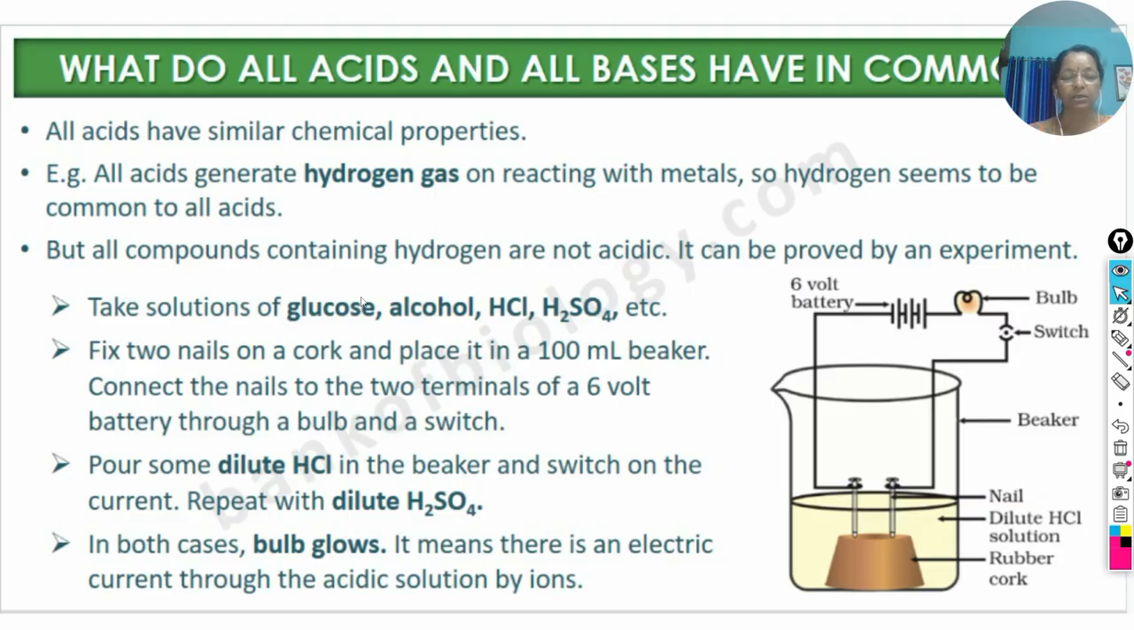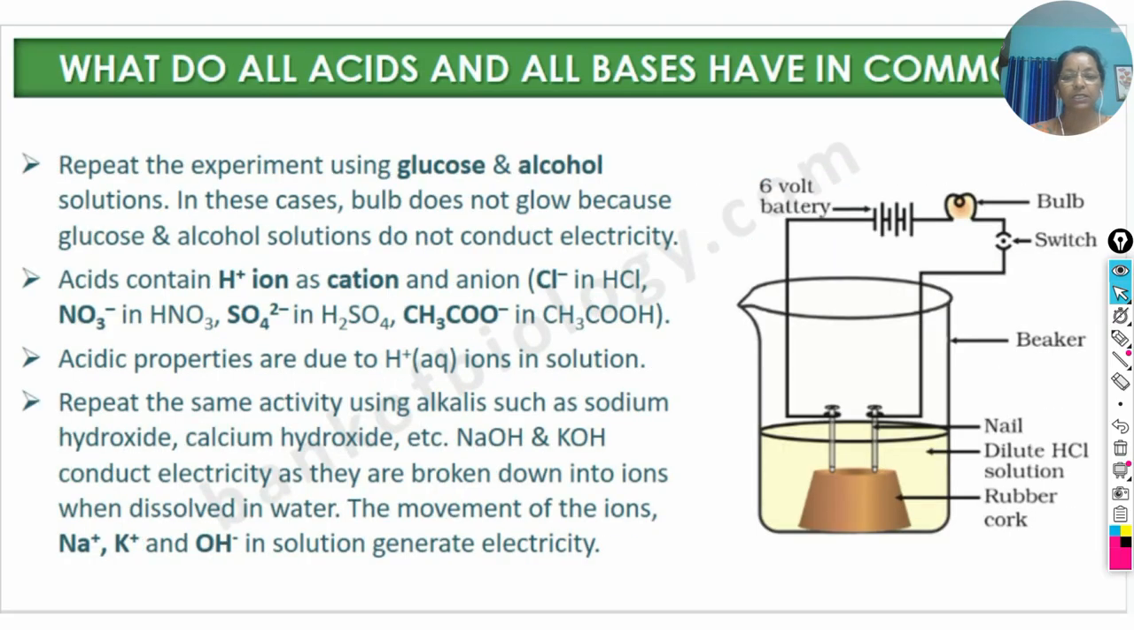So hydrogen, the presence of hydrogen, is not the reason why they behave like acids. That is proved by this activity. When you try the activity with HCl and H2SO4, the bulb is glowing, whereas when we try with glucose and alcohol, which have hydrogen in them, we cannot see the bulb glowing. So the conclusion is that it is not because of the presence of hydrogen, it is something else. That is what we are going to discuss.